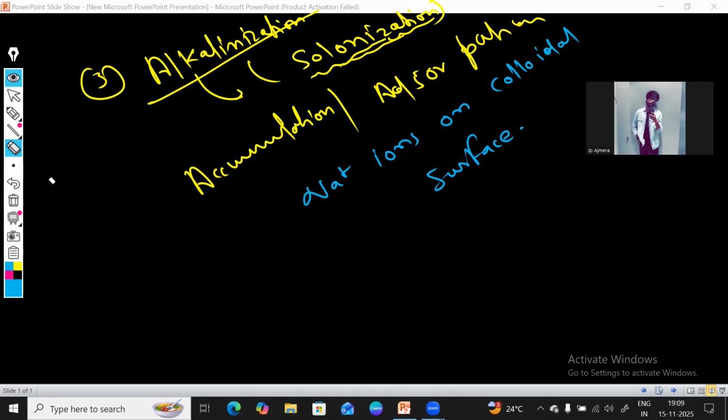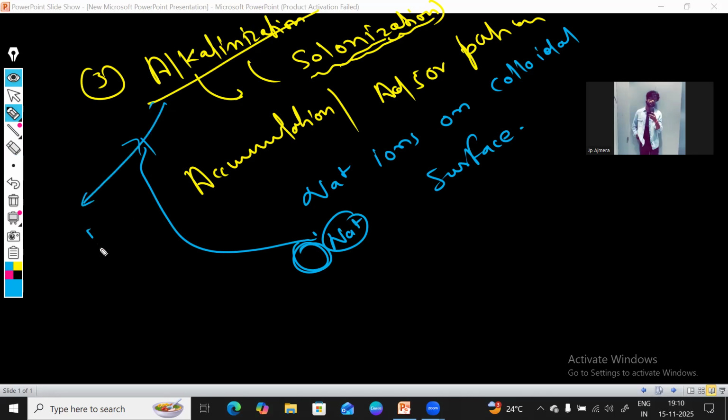If we talk about the reason, this is the colloidal surface, this is a soil particle. There would be the accumulation of sodium. This accumulation of sodium is known as alkalinization. The reason for this happening is an arid or semi-arid climate.